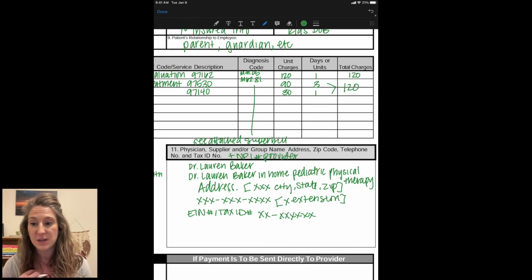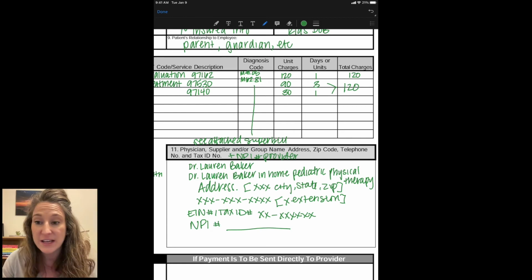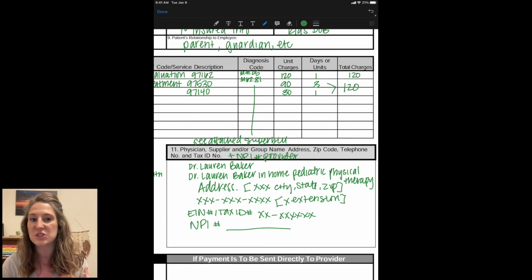Whenever I call insurance companies, because I'm not in network with any insurance company, they will ask me for my EIN number, my tax ID number. I give it to them. They're never able to locate me. But if I give them my NPI number, they're like, oh, yeah, you are a PT. I would put the individual's NPI number in here as well. And then whenever you're calling insurance companies and they're trying to figure out information on the provider, I would always give them the NPI number because that's so easy to look up.